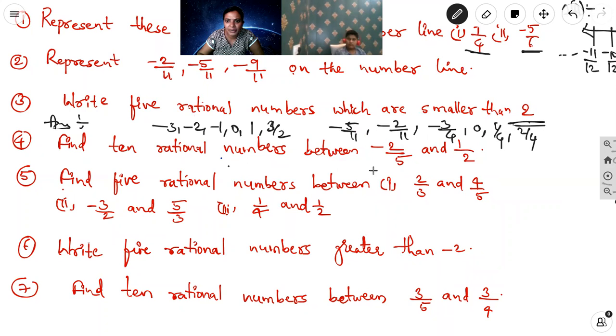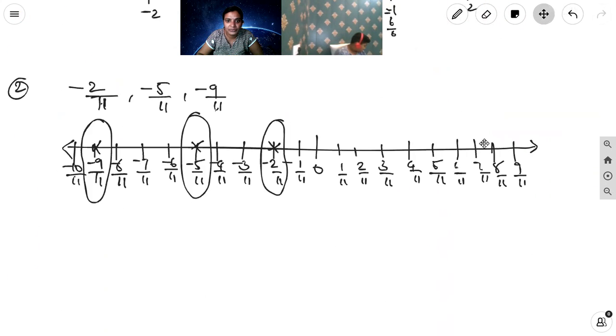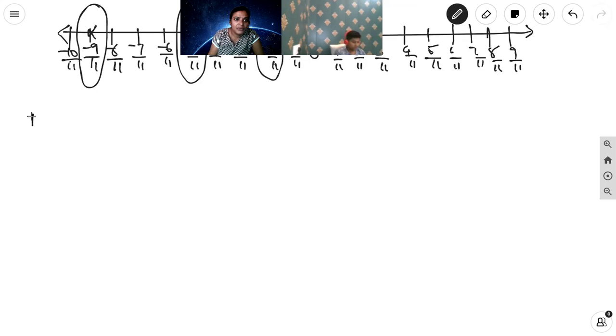Find 10 rational numbers between minus 2 by 5 and 1 by 2. Find 10 rational numbers. Fourth one.